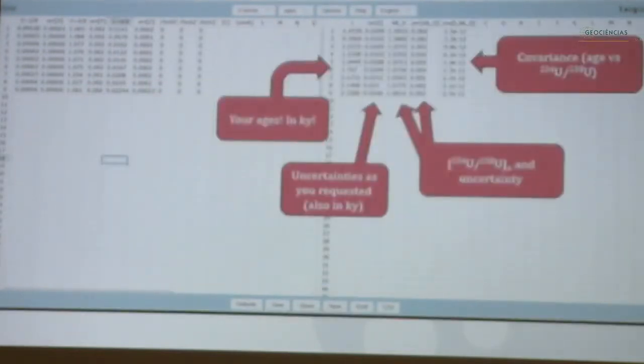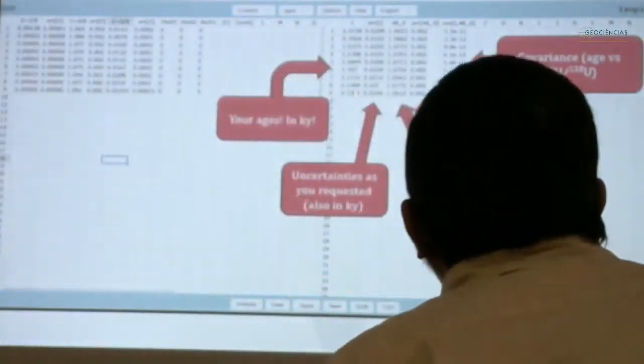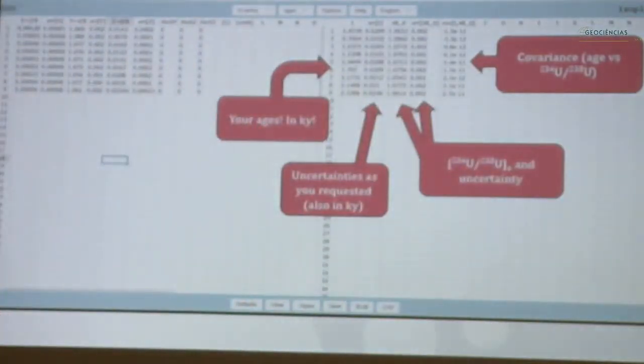And if you go to ages, this is actually data from one of my students, a stalagmite from Guatemala. You are not doing any detrital correction just yet. You just click run, and in a matter of seconds, boom, you have your ages. These ages are in kiloyears with their corresponding uncertainty, and you have the initial 234 to 238, which Kathleen showed you earlier, which might or might not be relevant. Then the initial 234 to 238 uncertainty, and the covariance between the age and the initial 234 to 238.